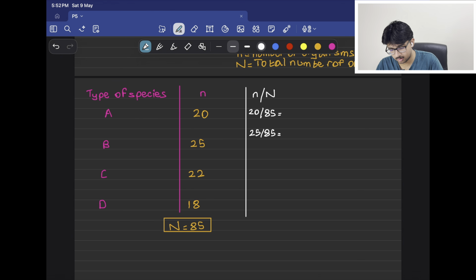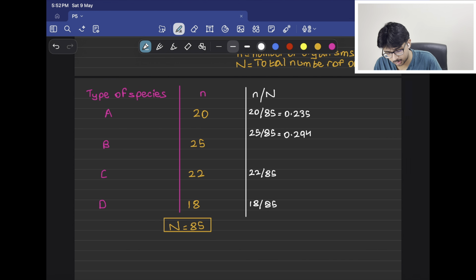Then for the third one, it's 22 over 85. So that's their simplified fraction. And then for the last one, it is 18 over 85. If I put all of these numbers to three decimal places, or you could say three significant figures, this comes out to be 0.235.